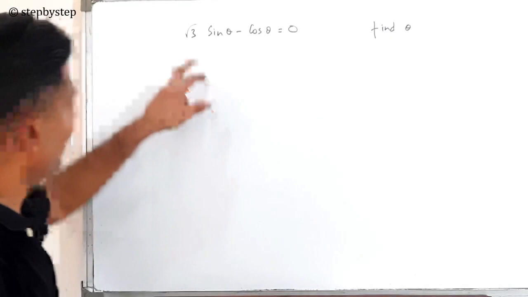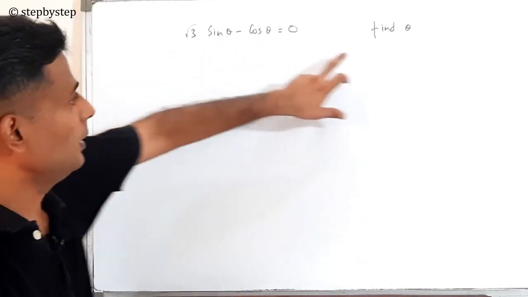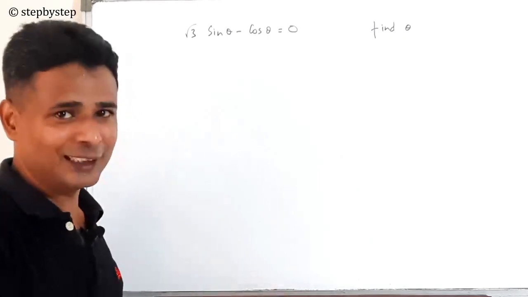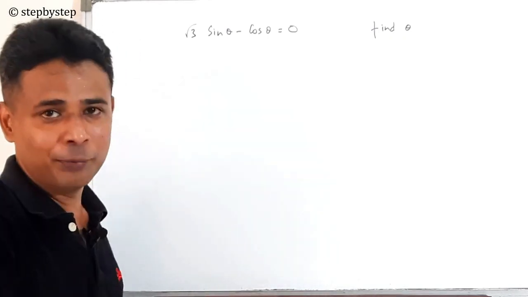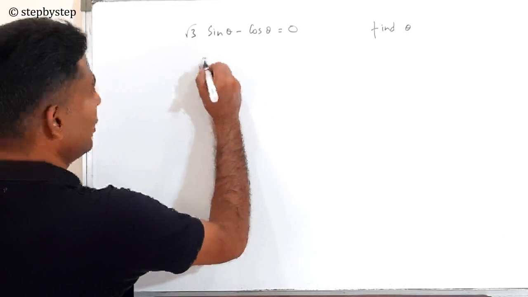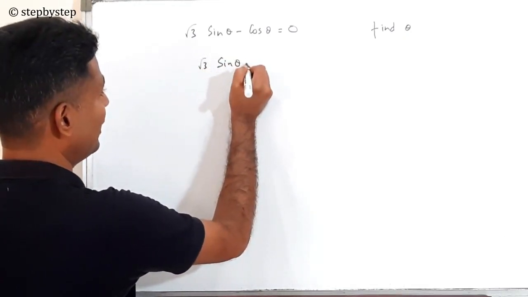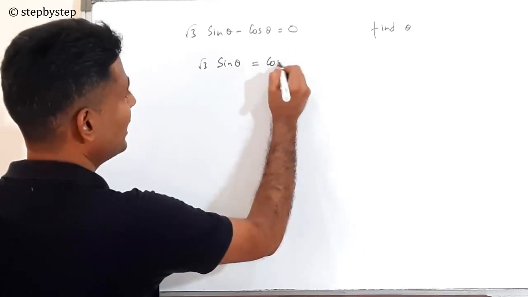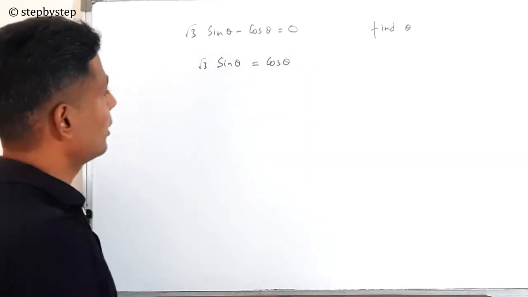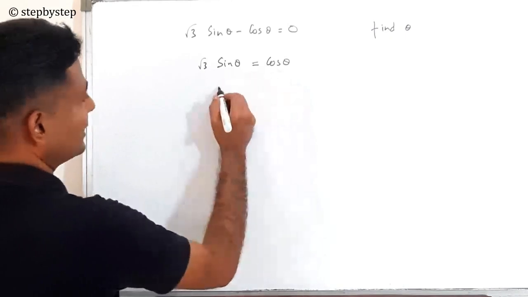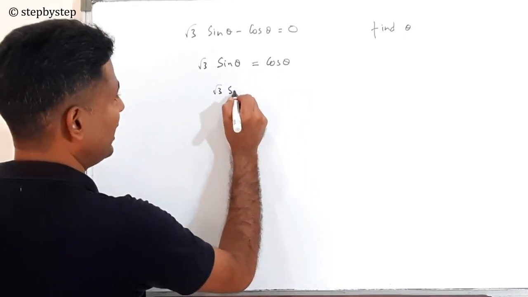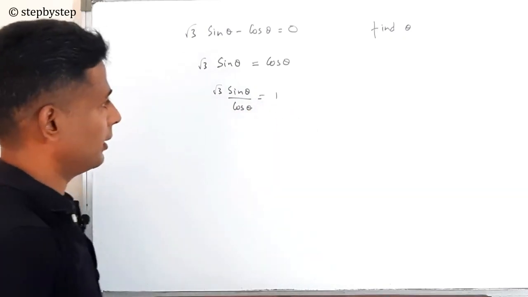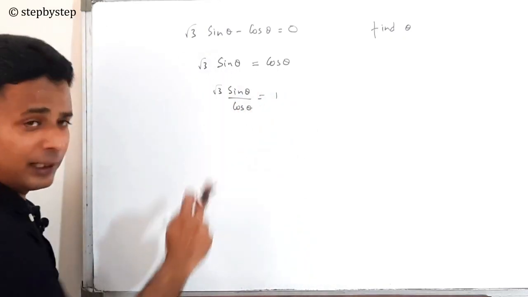Now the fifth question. They have given you root 3 sin theta minus cos theta equal to 0, and they have asked you to find theta. Guys, actually it's a very simple problem. I hope you've been able to do it. How you do it is: root 3 sin theta I'll keep here, minus cos theta I'll transpose to the other side, it becomes plus cos theta. Now I'll bring cos theta this side. So what happens? It becomes root 3 sin theta by cos theta equal to 1, right? When I bring this for division, 1 remains.